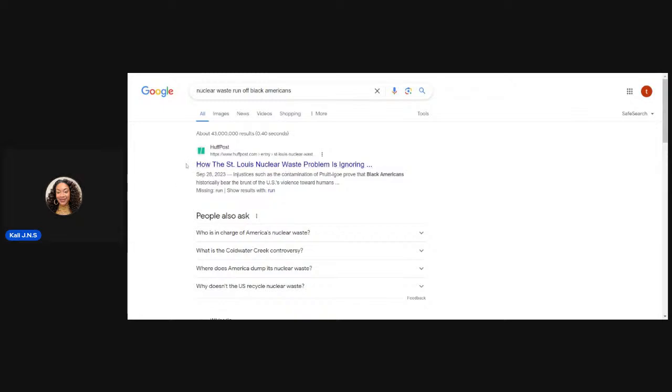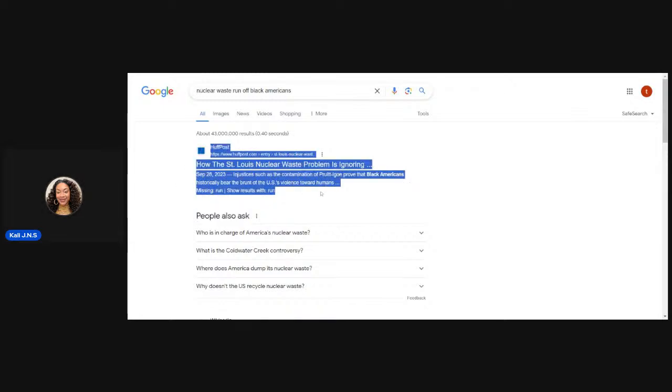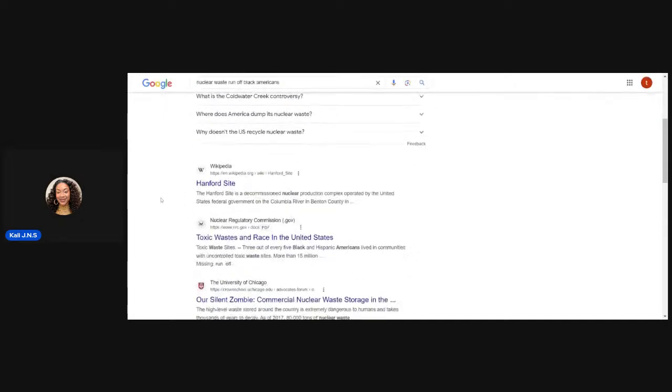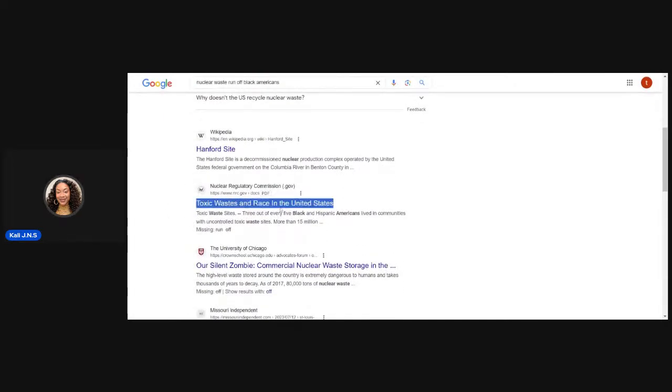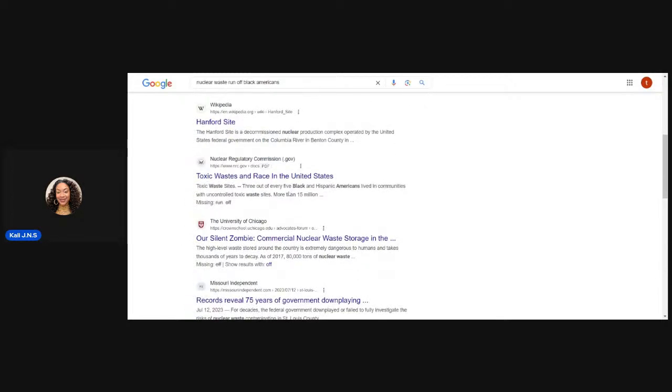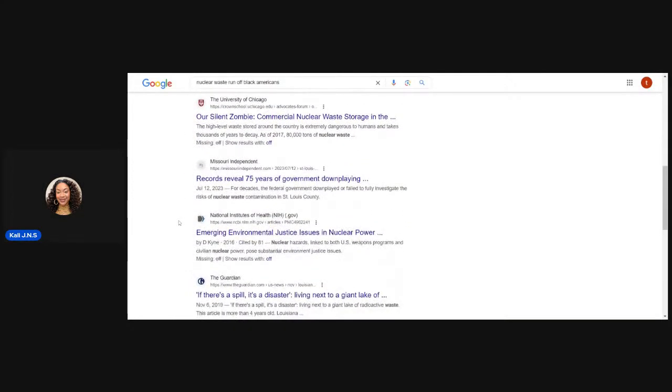See, look at this. You see it right in front of you. So I'm just not making this up. Injustices such as the contamination of, prove that Black Americans historically, look at this, nuclear waste problem. Boom, right there. So no, I'm not just making this up. Toxic waste and race in the United States. Nuclear Regulatory Commission.gov. Boom, right there. Look at this. And so no, I'm not just trying to get you scared or nothing.